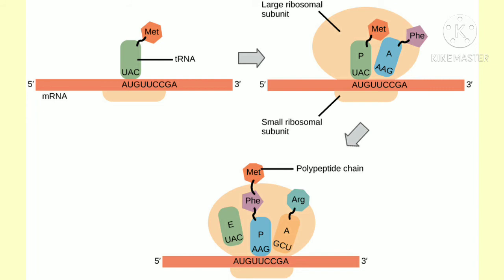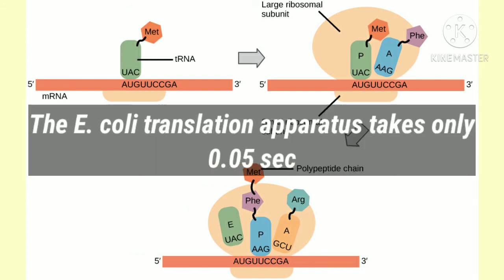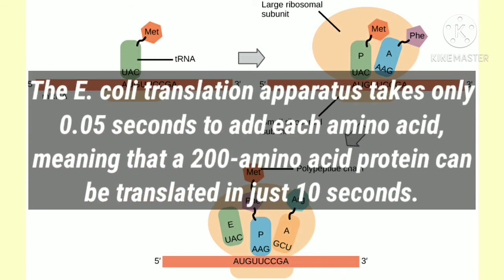As the ribosome steps across the mRNA, the former P site tRNA enters the E site, detaches from the amino acid, and is expelled. Amazingly, the E. coli translation apparatus takes only 0.05 seconds to add each amino acid, meaning that a 200 amino acid protein can be translated in just 10 seconds.